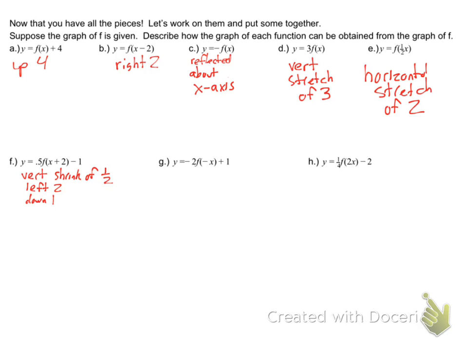Because the inside part is with the x first. It's kind of like most of your order of operations, inside out. So actually, that would affect your graph first, as in going left. Next one, negative 2 times f of negative x plus 1.